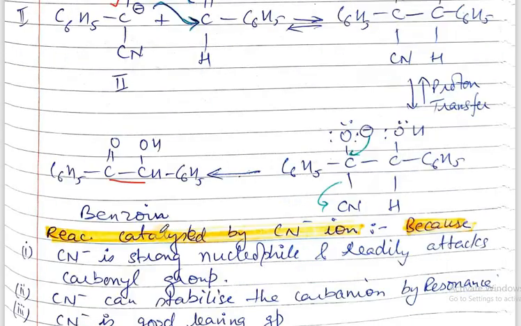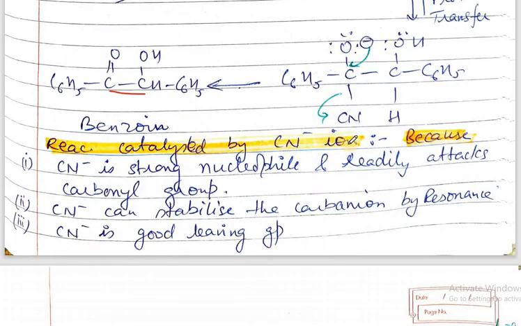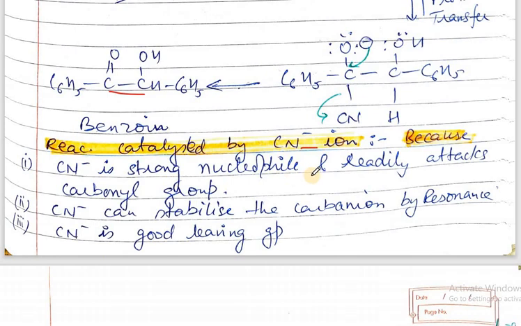Now in this we have used CN negative as a nucleophile because it is a strong nucleophile and it readily attacks the carbonyl carbon first, and it can stabilize the carbanion by resonance. We have seen the resonance, and then it is a good leaving group. So these are the three reasons due to which we have used CN as a nucleophile. It is important, it can be asked, why we use CN negative as a nucleophile in the benzoin condensation reaction.